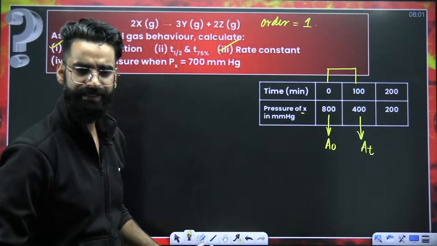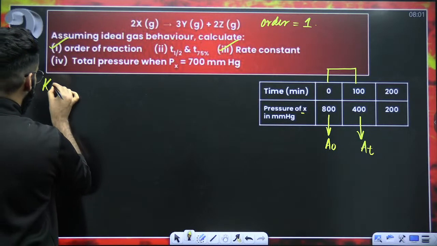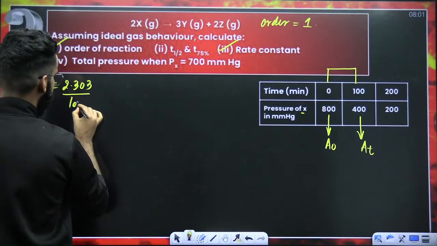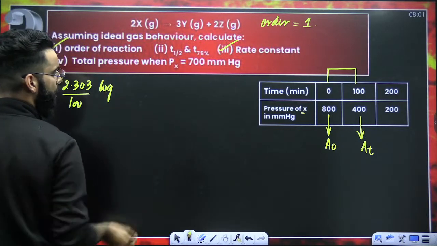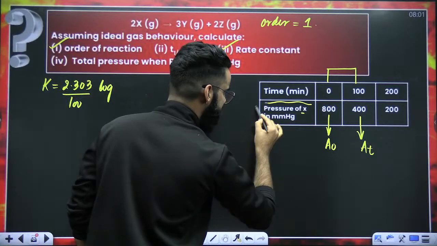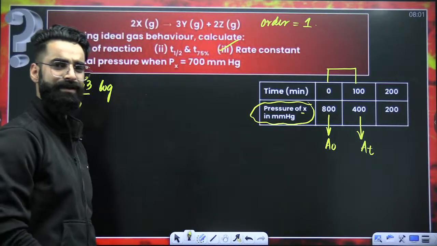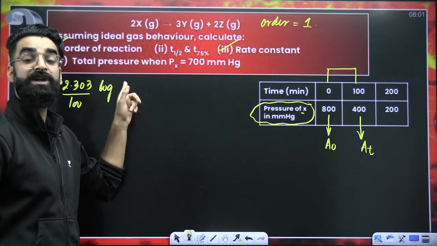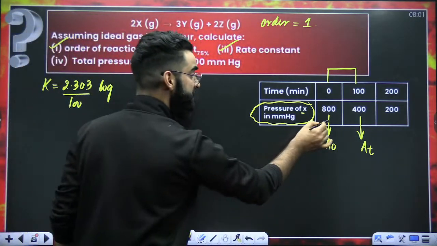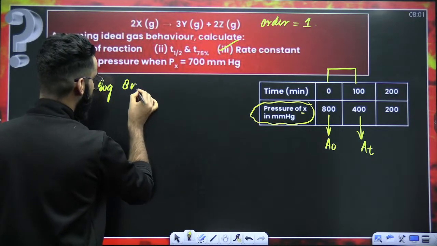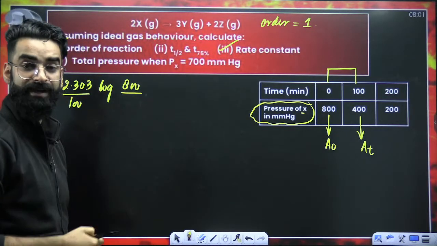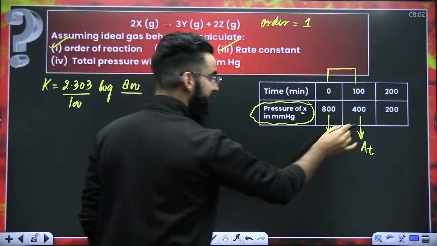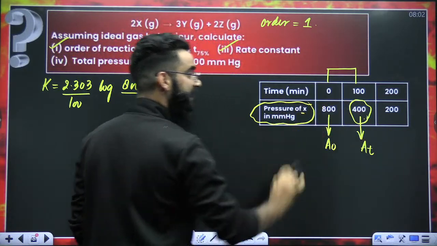Nothing extra I'm doing. Use the expression K is equal to 2.303 divided by t, log of... The time interval is 100 seconds, which I'm choosing. No matter if you are given the pressure of reactant or the concentration of reactant, you'll use the same procedure, right? It was supposed to be A0, the initial concentration of reactant, but here I'll be using the initial pressure of reactant, which is 800, divided by, what used to be A, the concentration of reactant left at time t, but here I'll be using the pressure of reactant left at time t.